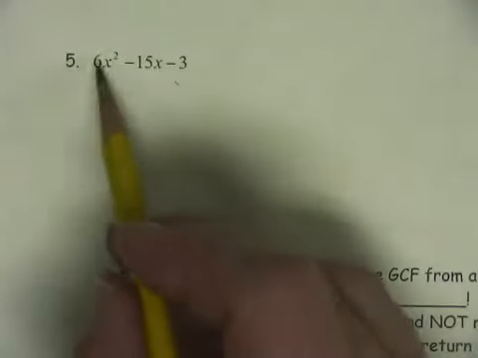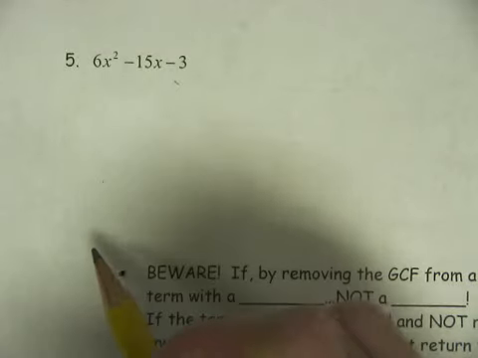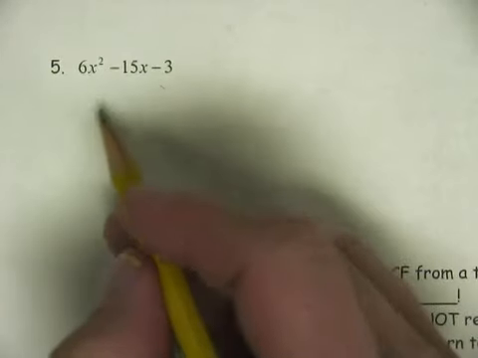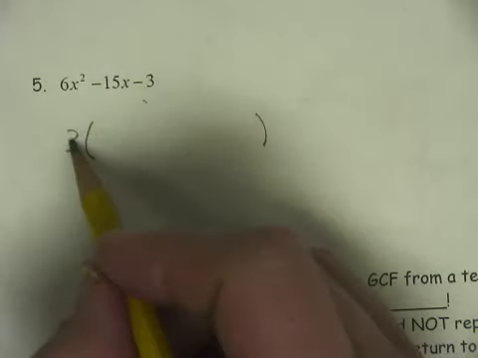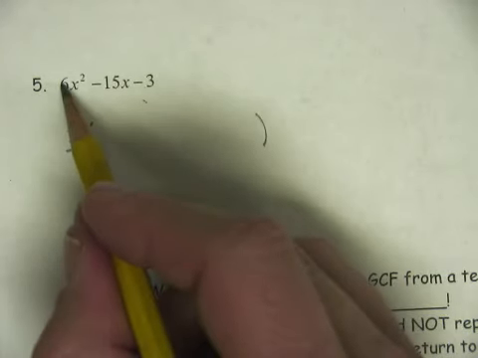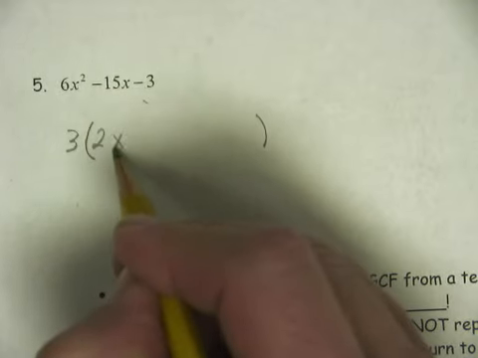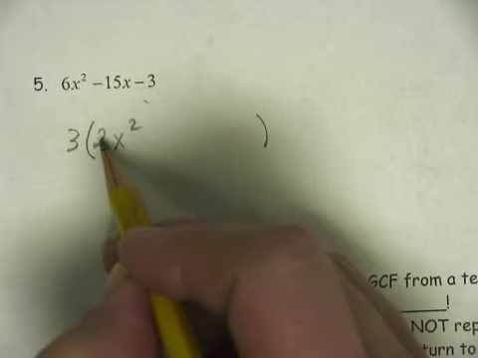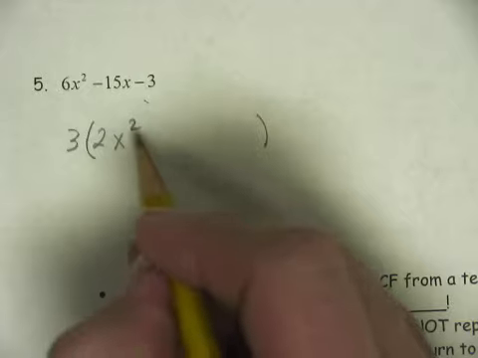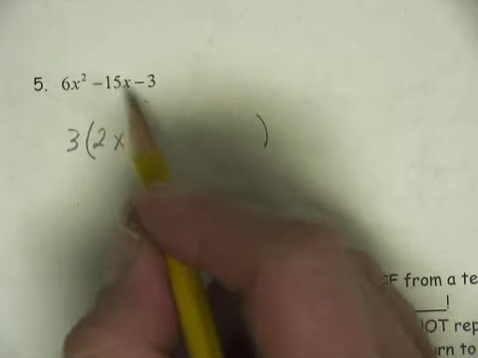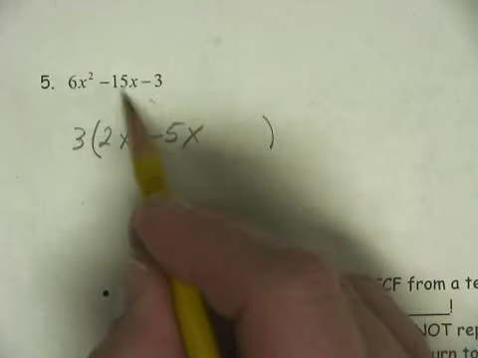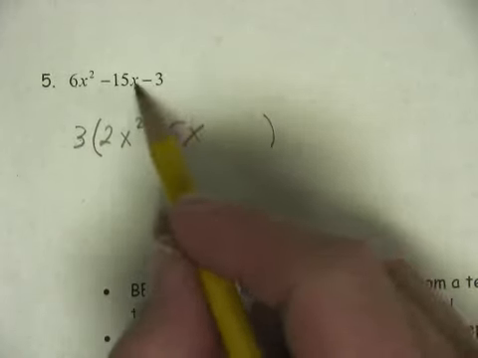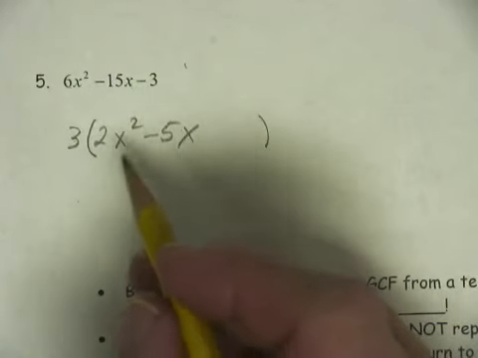Here's another one. 6, 15. What do they all have in common? They all have a 3 in common. So there's my greatest common factor. 3 times what gives me 6? It's 2. Double check. 3 times 2 is 6. What times 3 gives me 15? And that's going to be negative 5. So 3 times 5 is 15. Make sure that you carry down these x's as well. I think that's one thing that a lot of students forget to bring down.